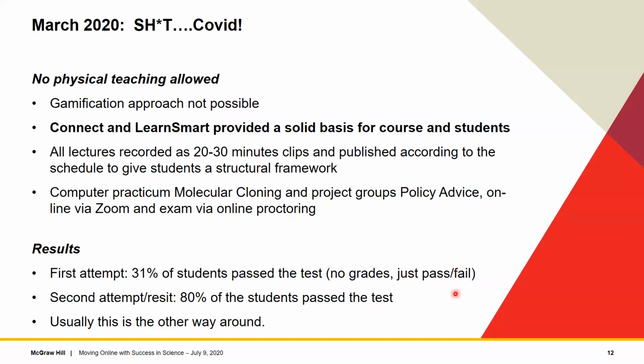But what surprised me, and afterwards I got a good explanation, is that at the second attempt, so at the reset test, 80% of the students passed the test. So in the end, the same amount of students as usually passed the test. And when I discussed this with them, they said a lot of this was because of this Connect Learning and Learn Smart material that were available online.